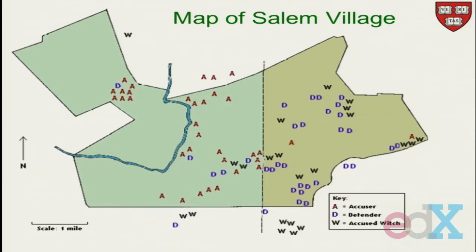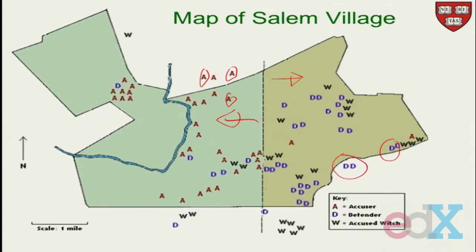But what one historian did was he looked at this and he said, all right, let me map out the addresses of who were the accusers. So those are the little A's over here. So for example, there's an A, there's an A, there's an A. And if you look, all the accusers tend to come from this side of the line. All the defenders, the ones who are defending against the fact that they're being accused of being a witch, tend to come from this side of the line.